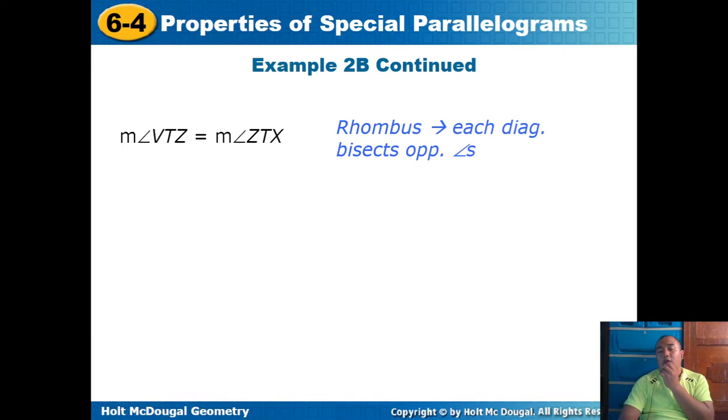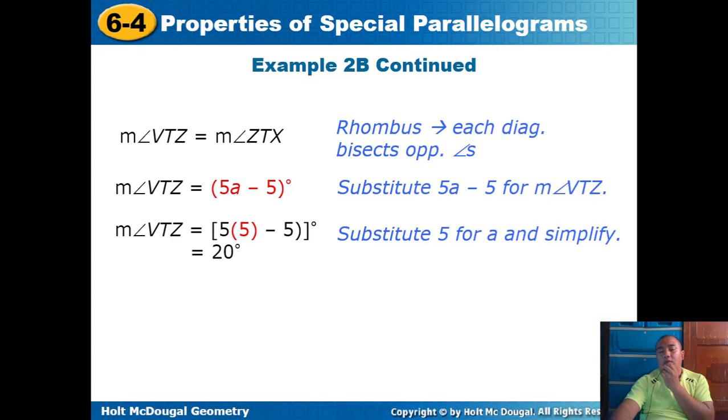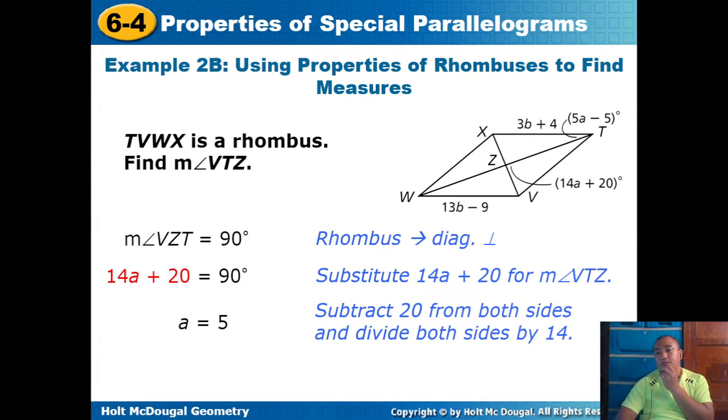Continuation. In a rhombus, each diagonal bisects opposite angles. Substitute 5a minus 5 for angle VTZ. Substitute a by 5. 5 times 5 is 25 minus 5, 20 degrees. Therefore, angle VTZ is 20 degrees. 20 degrees siya. Yan, VTZ.